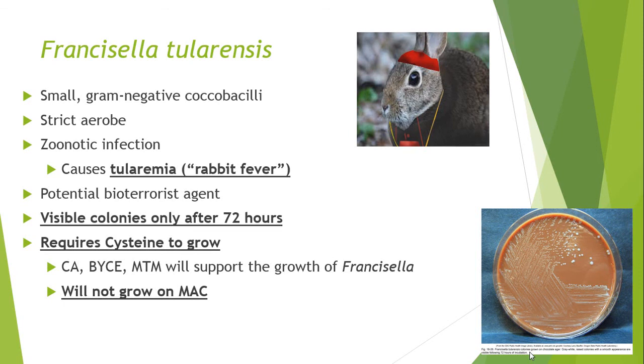It requires cysteine to grow. Notice these are underlined and bolded. BCYE or modified Thayer-Martin or chocolate agar will grow Francisella, so it won't grow on sheep blood or MacConkey.